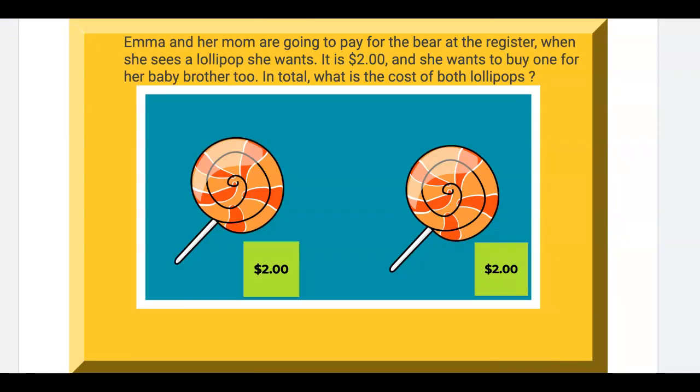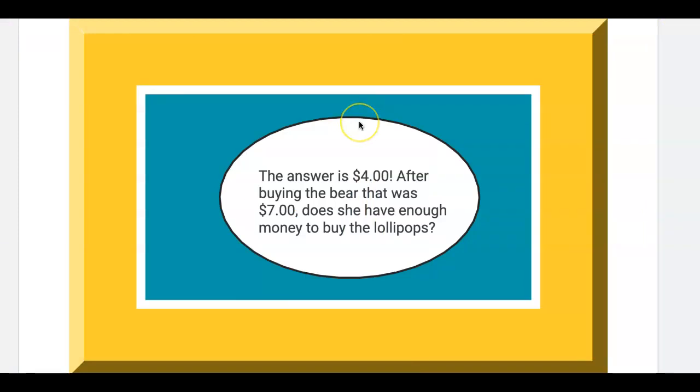Emma and her mom are going to pay for the bear at the register when she sees a lollipop she wants. It is $2 and she wants to buy one for her baby brother too. In total, what is the cost of both lollipops? So this is where students would take out their play money once again and figure out how much $2 plus $2 is, which is $4. The answer is 4.